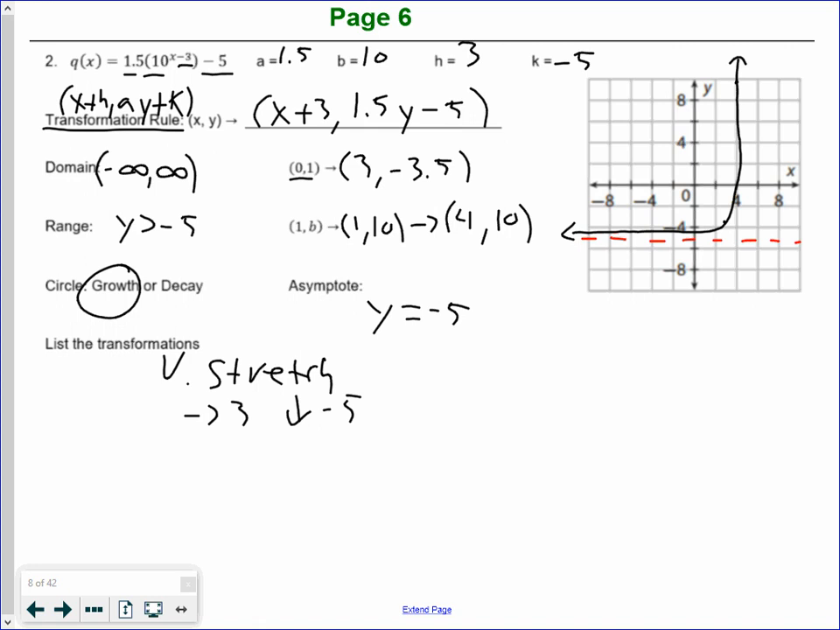Is it a growth or decay function? I already have it graphed out, so you can kind of see that we grow away from the asymptote. So that means it's a growth function. And our asymptote, that's y equals k. So in this case, it's y equals negative 5. And for our transformations, we have a vertical stretch. We go to the right by 3, and we go down by 5.